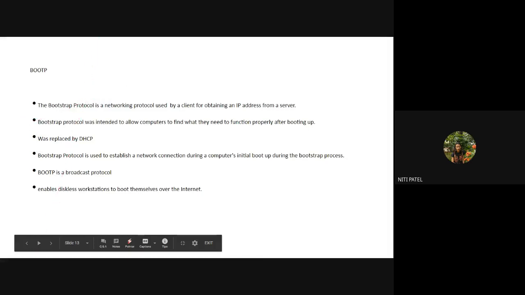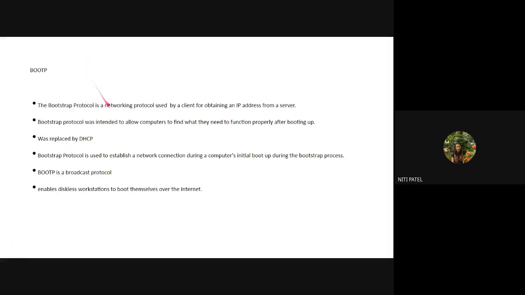Now, what is this Bootstrap protocol? Again, it is a networking protocol which is used by the client machine to obtain the IP address from the server. So the function of your Bootstrap protocol and your DHCP protocol is the same. The DHCP protocol is also used by the client machine to request an IP address and to get the IP address from the server. The function of Bootstrap protocol is also the same, to request the IP address and get the IP address from the server.